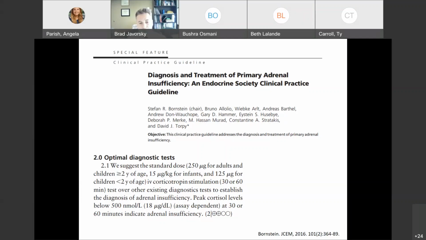But they recommend as the optimal test the high dose ACTH stimulation test, the 250 micrograms. And they recommend doing it at 30 or 60 minutes to look at the peak level. And they use this cutoff of 18 micrograms per deciliter. This is the cutoff that I think most people are familiar with. This is what I was taught in medical school, and I think a lot of people have just learned over the years, and it's just become ingrained in our psyche that the cutoff is 18 micrograms. Now, to their credit, they do throw in there and say that it's assay dependent, but still, most people still think of this 18 as the cutoff.